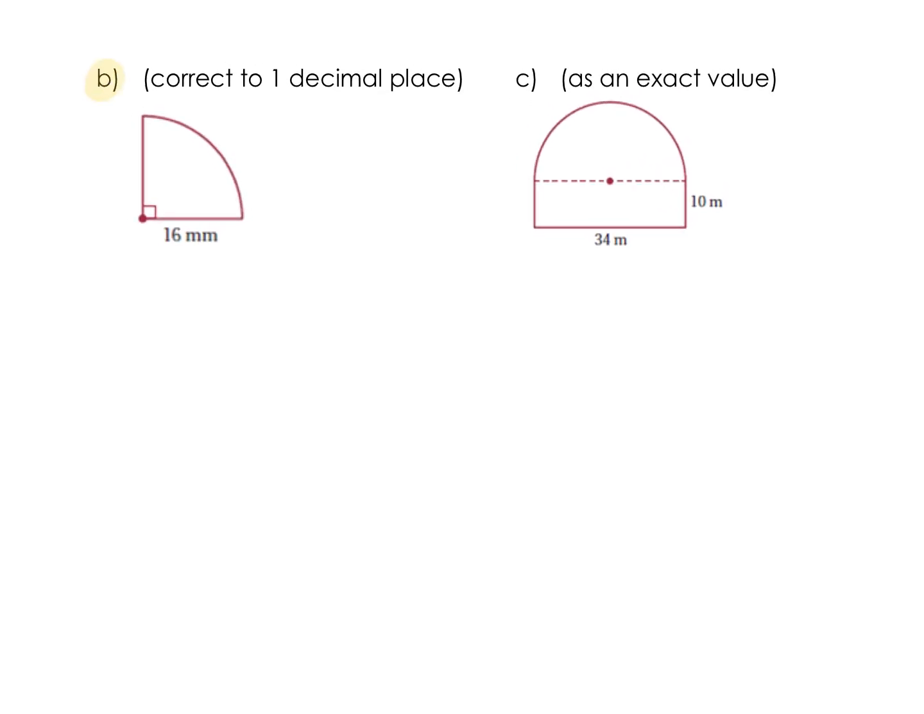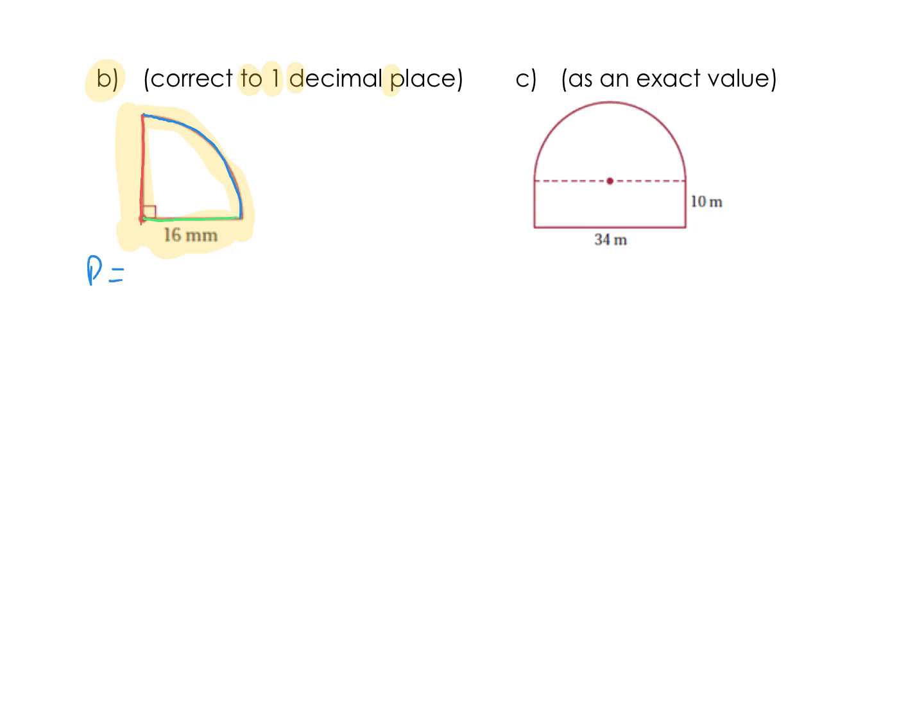Two more. To one decimal place. Here's my picture. What shape is that? You've seen it before when we did parts of a circle. Yeah, it's a quadrant. Well done. Okay, so our perimeter is this bit plus this bit plus this bit. Easy peasy.